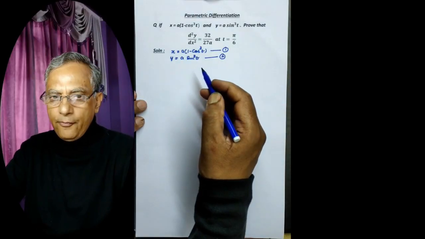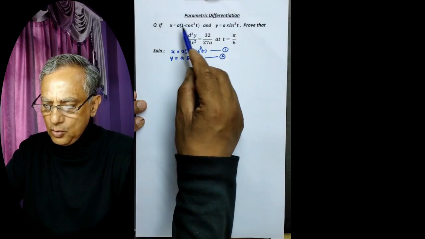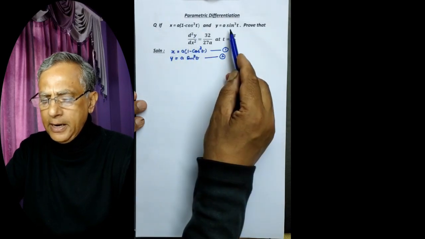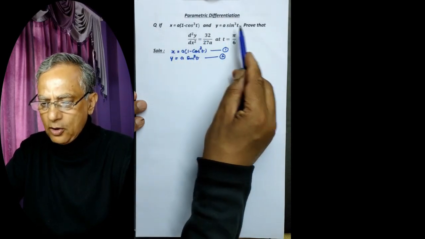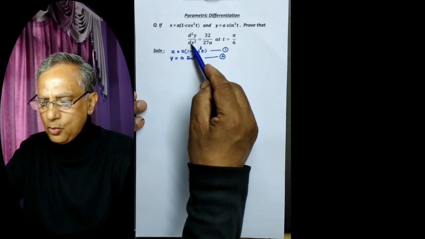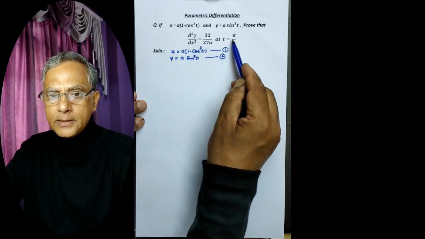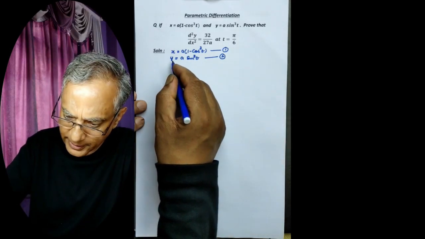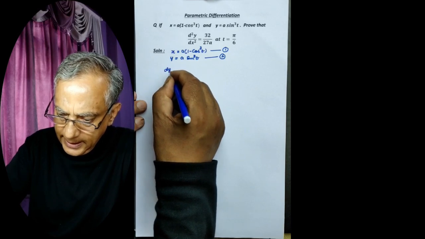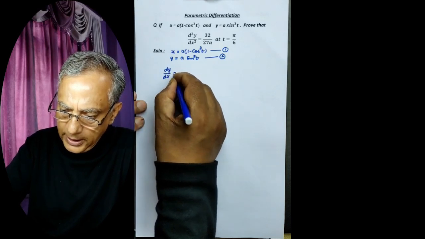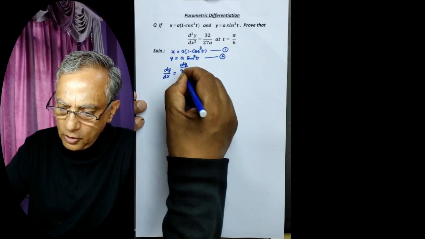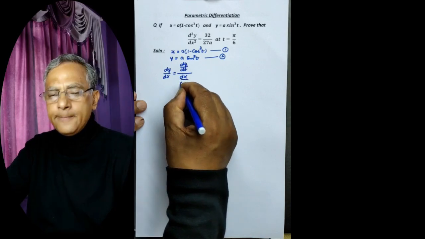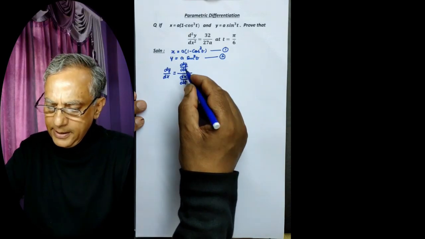Now in this question, we are given x is this much, y is this much. The function is defined in terms of the parameter t, and we have to find the second order derivative of y with respect to x at t equal to pi by 6. So first we find the first order derivative. dy by dx is equal to dy by dt over dx by dt, because y is a function of t and x is also a function of t.